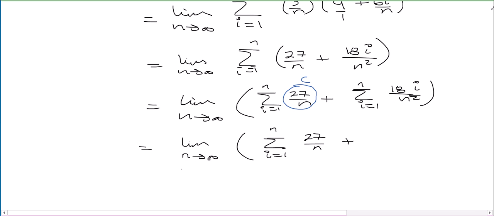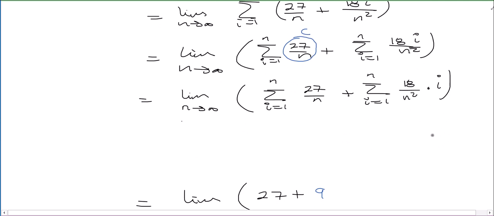The n is changing in the sense that we're taking the limit as n goes to infinity, but within the Riemann sum, the n is not changing. n is fixed. The i is the thing that's changing, our counter. So this one, I'm just going to write slightly as 18 over n squared and then times i, so that I can see, oh, my summation of i, that's what I'm going to replace. Another way you can think of it is you can factor that 18 over n squared out of the summation.